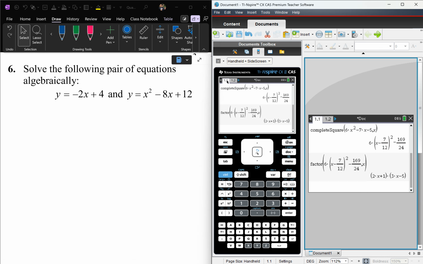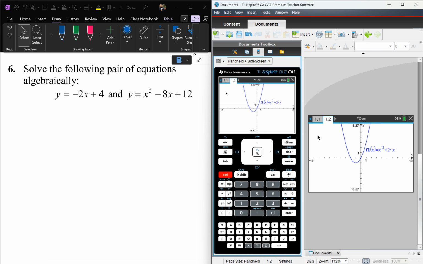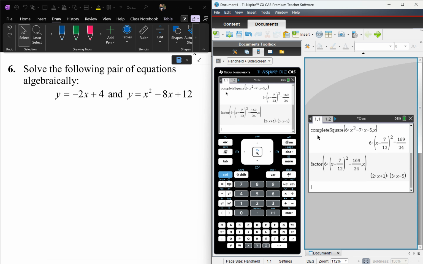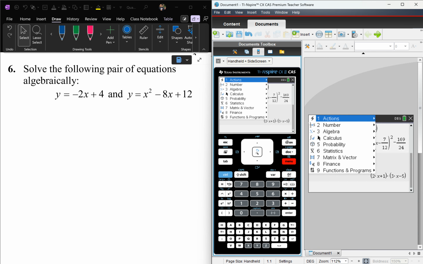Go back to your calculator page. So control and press the arrows. If you press control, click the arrows, you move left and right. So press left. There you go. So we're back to the calculator page. I want to solve for these two because they're saying solve for the equation algebraically, so you're going to equate them. So what you do is you go to menu, algebra.